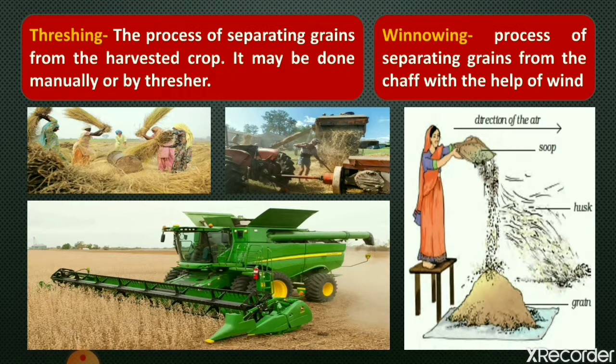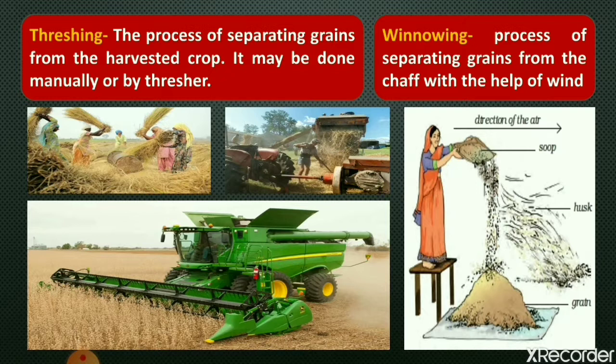And it is done manually, or it is done by a thresher. So the threshing process is done by hand. How is it done by hand? It is done manually by striking the harvested crops against any hard surface. Then the grains become separated, and it can be done by machine also, and that machine is called a thresher.